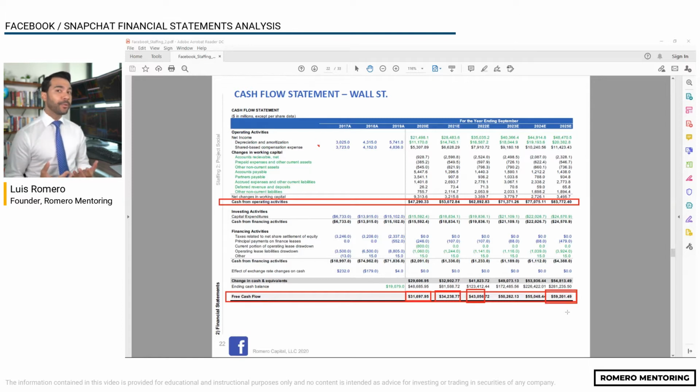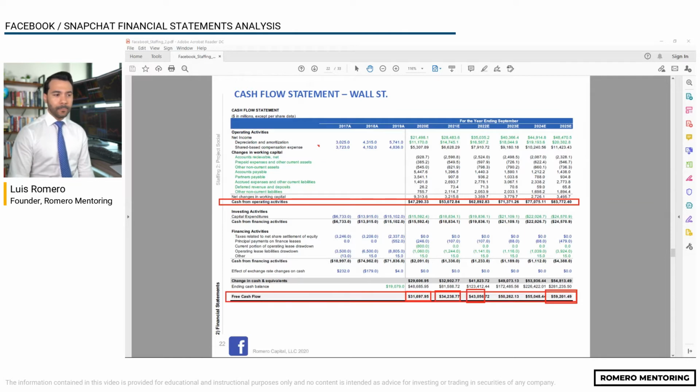cash flow. That's a healthy number because when your business is generating free cash flow, that means they have excess cash to either pay down the debt, buy back their own shares, issue a dividend, reward you as a shareholder, and also reinvest in the business or make future acquisitions to grow their operations. So this is a healthy cash flow statement.